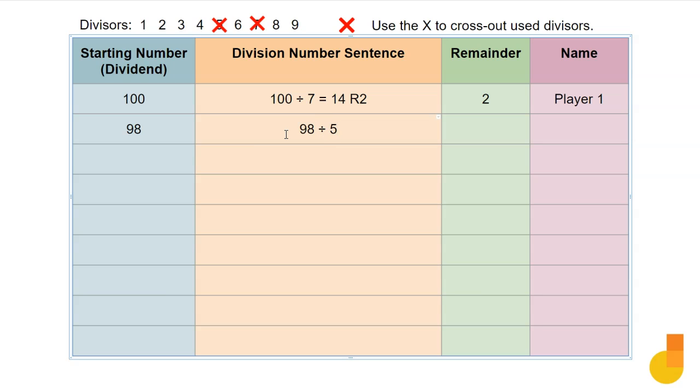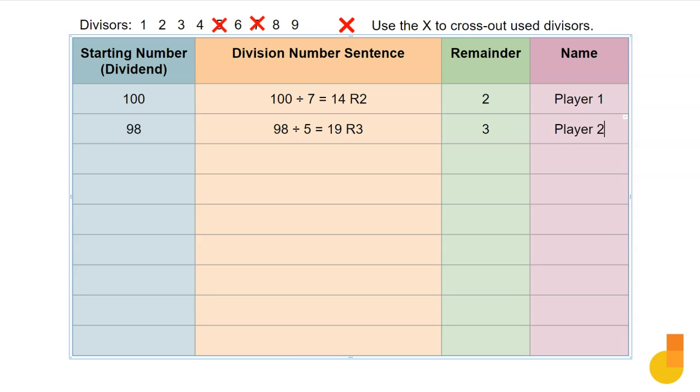divided by 5 equals, then use the Jamboard to do it digitally, or use a whiteboard and marker to solve on your own. 98 divided by 5 is equal to 19 remainder 3. Therefore the remainder is 3, and this is player 2's name.